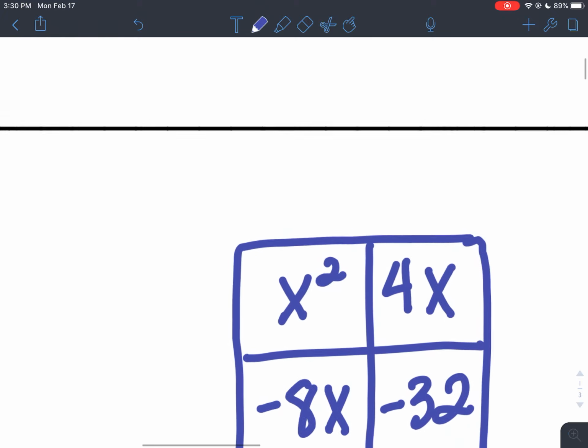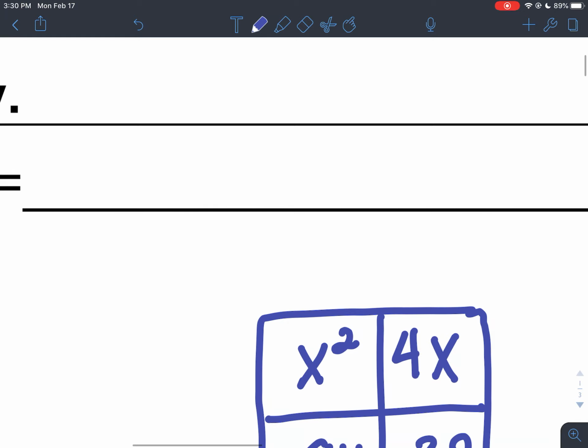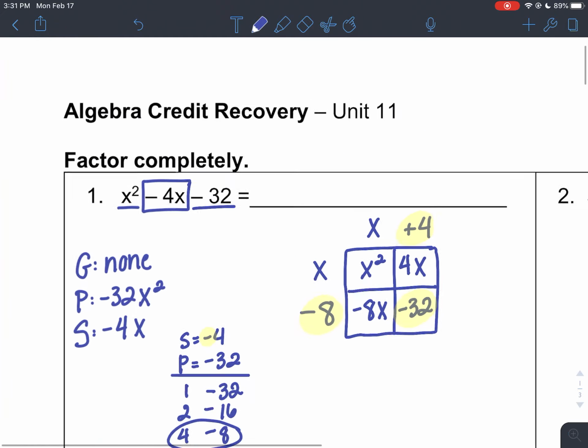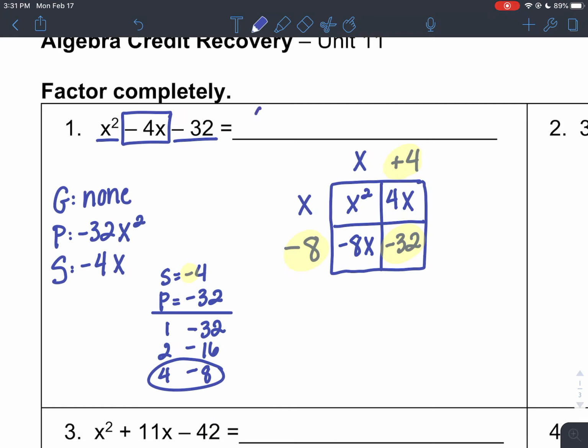Now taking a look at this, what can I pull out of my top row? x squared and 4x. What would evenly divide into both? I can pull out an x. We see that x times x gives me x squared. x times what gives me 4x? That would be a positive 4. x times what would give me negative 8x? That would be negative 8. Let's double check. Does negative 8 times 4 give me negative 32? Yes, it does. So here our factors end up being x plus 4 and x minus 8.